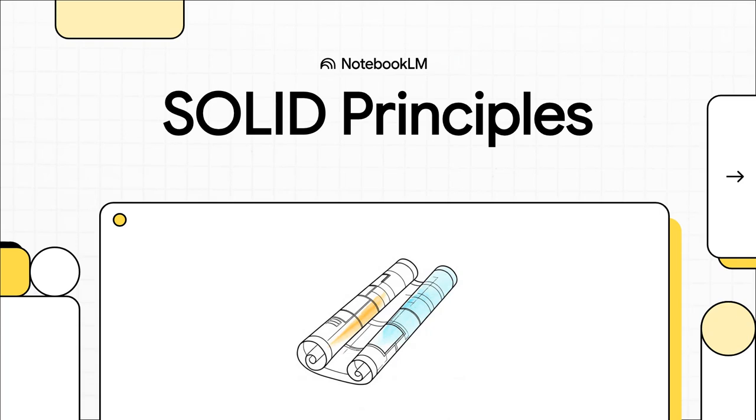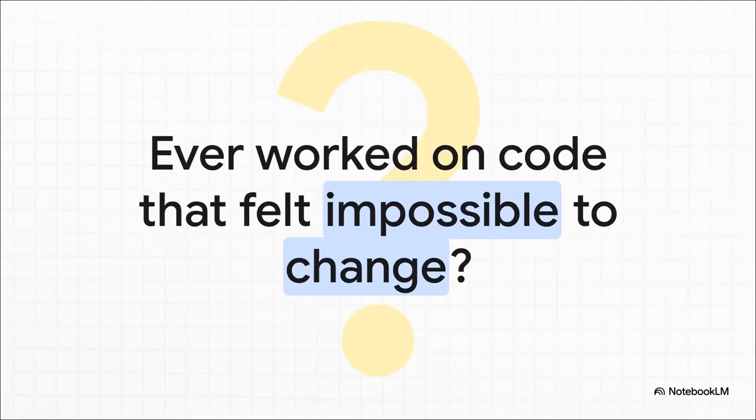All right, let's dive in. Today we're going to talk about something called the SOLID principles. Think of them as the 5 golden rules for writing software that's not just functional, but clean, strong, and actually built to last.